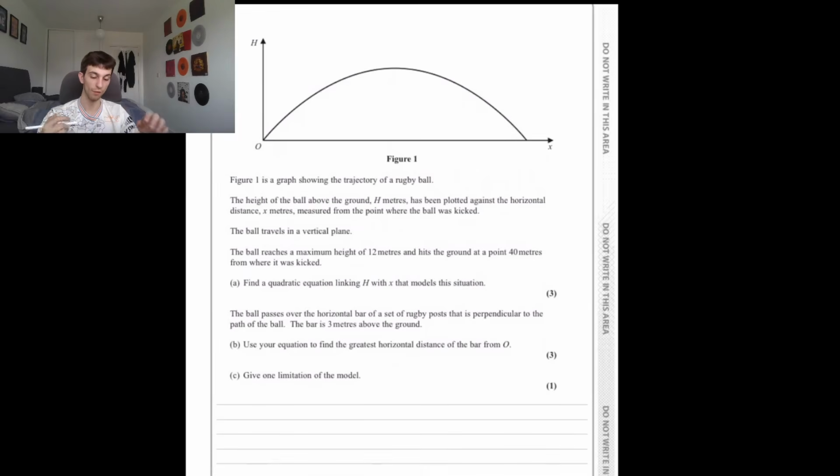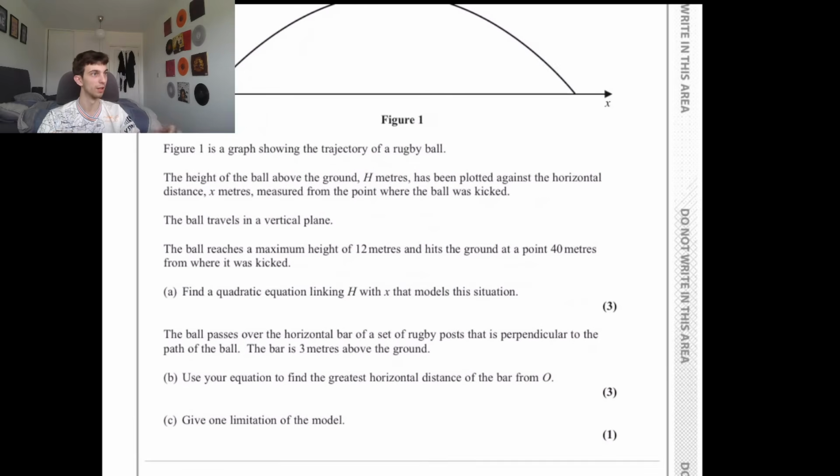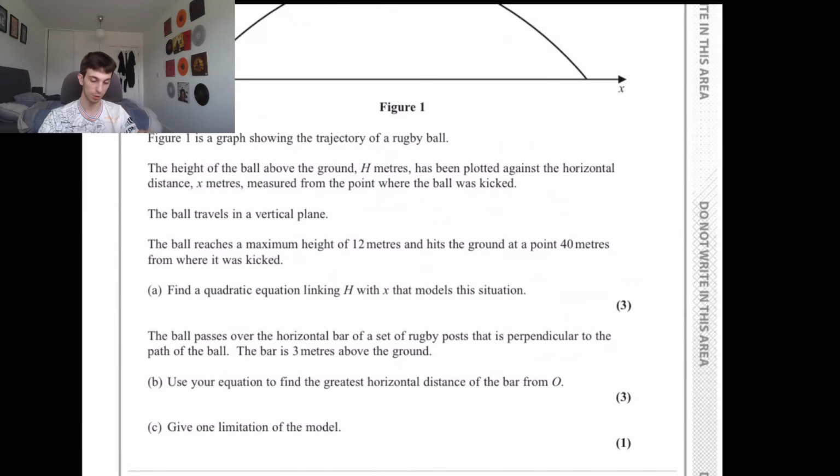Okay, so question 8. We're told figure 1 is a graph showing the trajectory of a rugby ball. The height of the ball above the ground, h meters, has been plotted against the horizontal distance, x meters, measured from the point where the ball was kicked. The ball travels in a vertical plane, reaches a maximum height of 12 meters and hits the ground at a point 40 meters from where it was kicked. Find a quadratic equation linking h with x that models the situation.